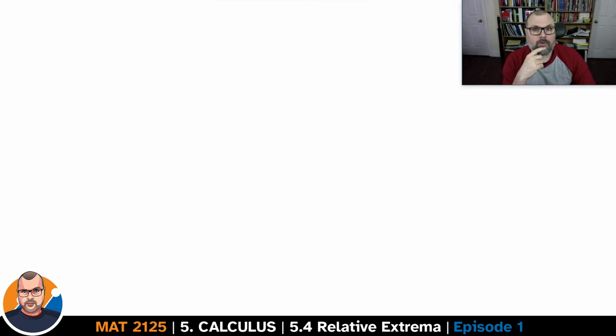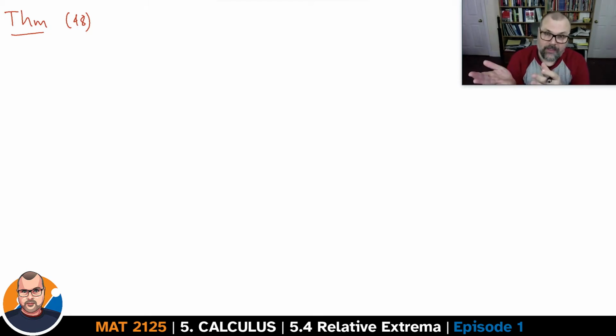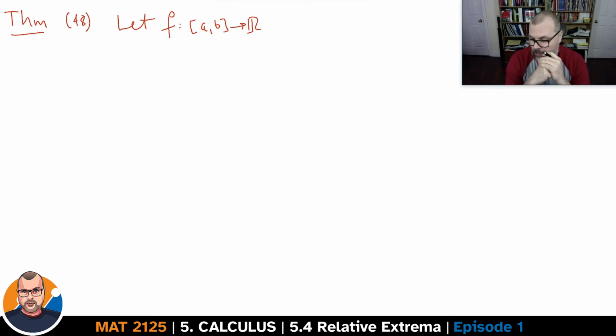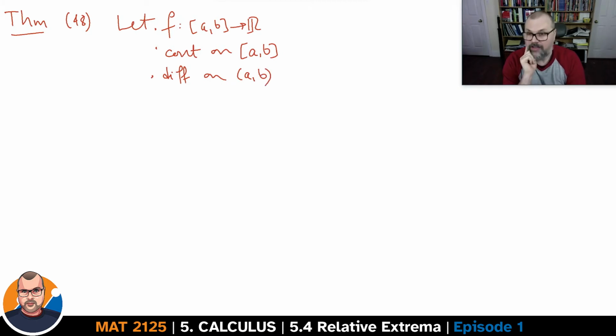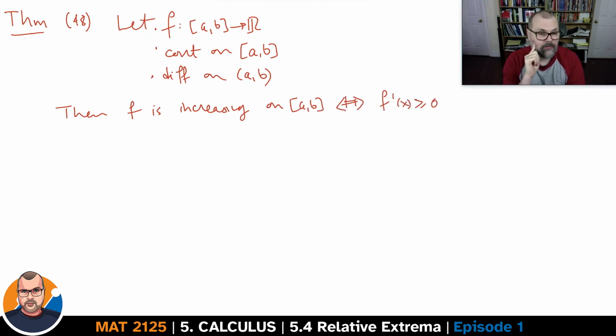Well, when it does turn out that the function is both continuous and differentiable, then there is a link between increasing, decreasing, and the sign of the first derivative. So you have some function f from [a,b] to the real numbers R. It is continuous on the interval [a,b] and differentiable on the open interval (a,b). Then you conclude f is increasing on [a,b] if and only if f prime at x is greater or equal to 0. How do we prove this?